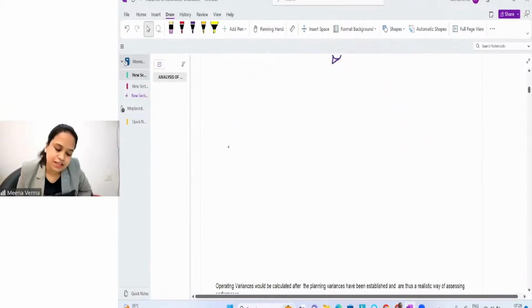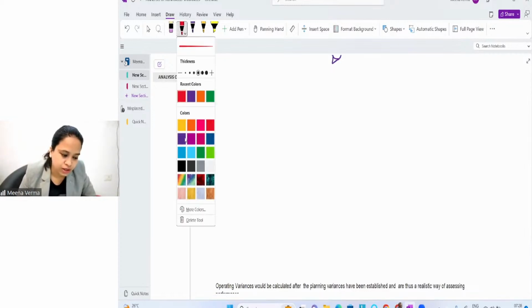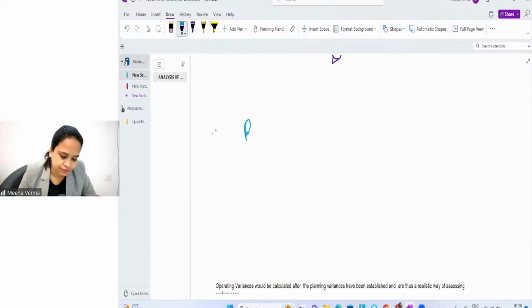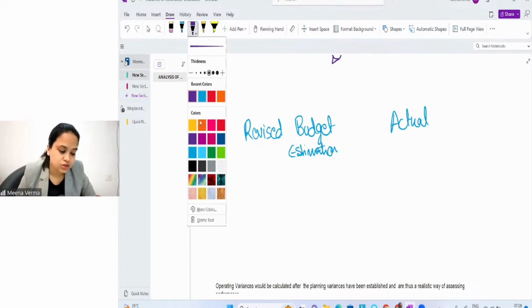So what is the revised budget? The final budget which should be accepted by the people in the organization. So if there is any variation between the revised budget and the actual reality, right? So these are estimations, but revised estimations set up by the senior management. The senior level management, the higher authorities or the strategic level managers, they prepare this budget.